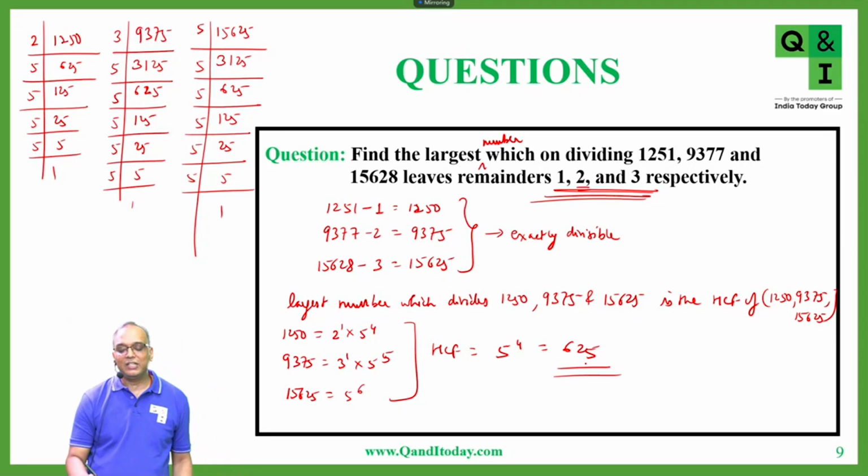So 625 is that largest number, which when divides 1251 will give a remainder 1. When it divides 9377, it will give us a remainder 2. And when it divides 15628, it will give us a remainder 3. Is it clear, students? Have you understood the concept here?